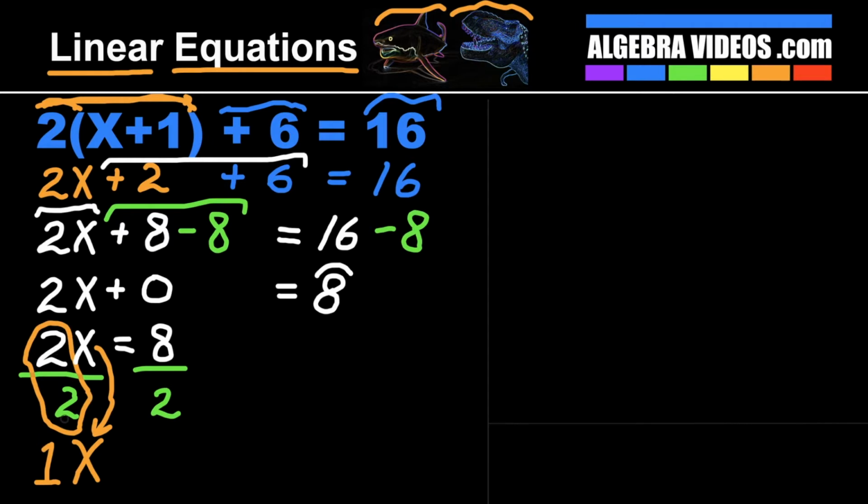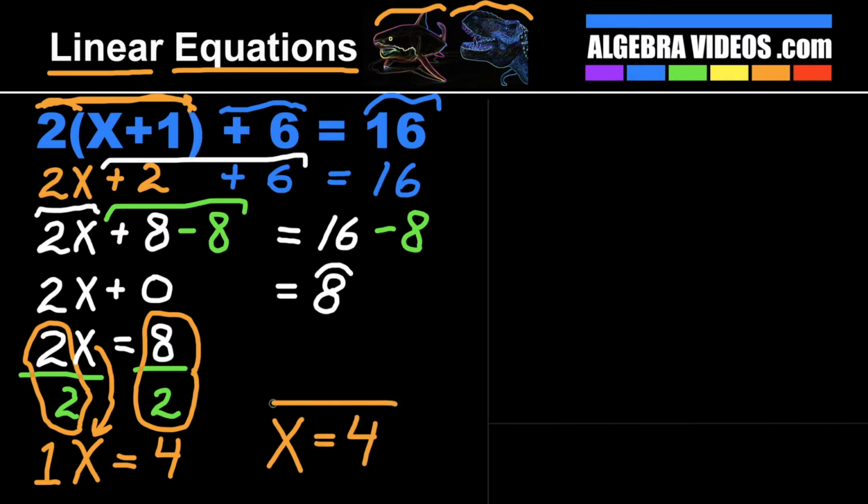So 2x divided by 2 simplifies to just 1x. And that's really just x, right? You don't need to say 1x. And that equals, on the right side, this term right here. 8 divided by 2 is 4. So 1x equals 4, or just to say it simply, x equals 4. And I'm going to put a rectangle around that just to show that that is our solution. And that is the answer.